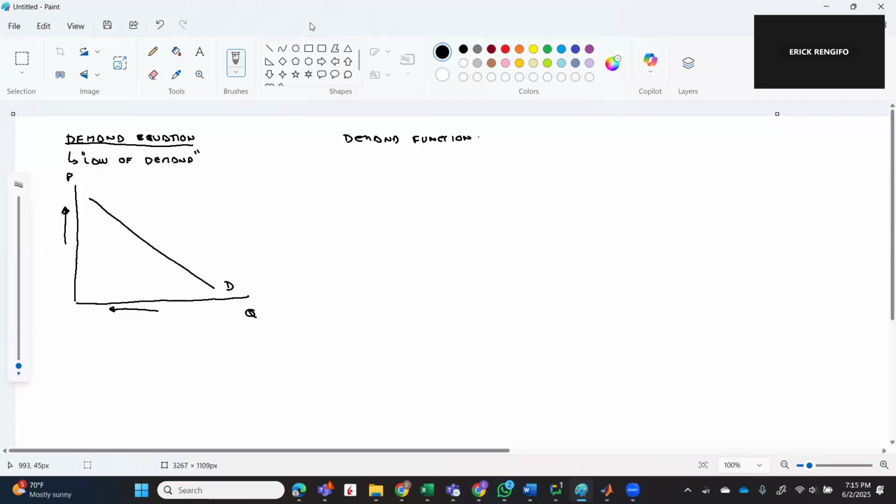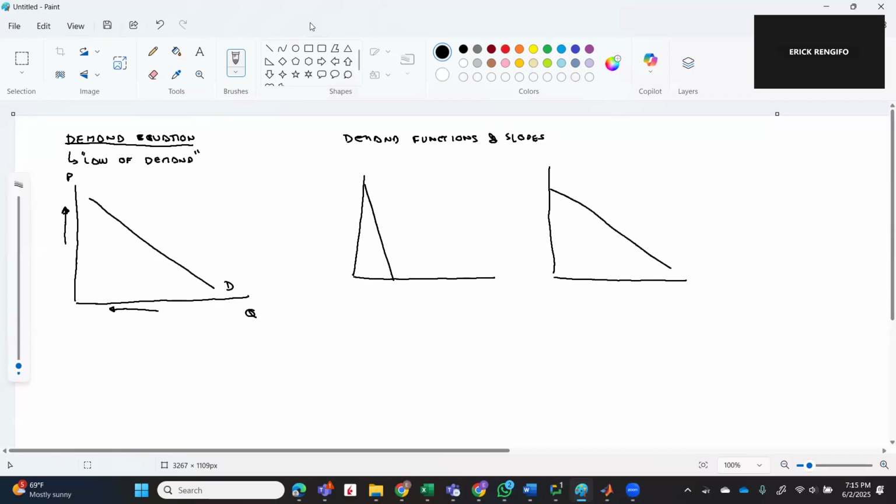Functions and the slope. What is the relationship with this? So take a look at what happens. I will have two products. I will have one product that looks like that, and I will have another product that is more like that. Okay? So now let's start at a given price for both of them.